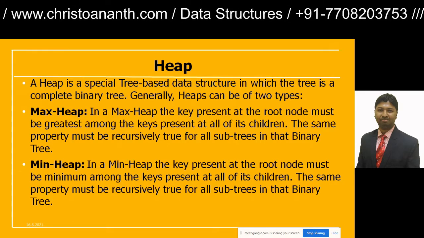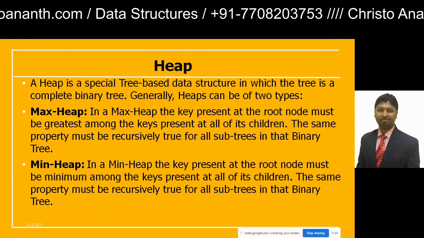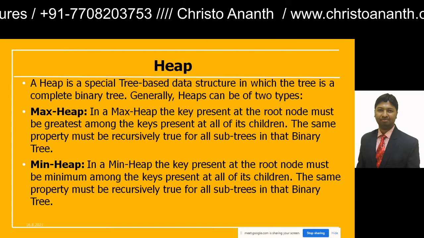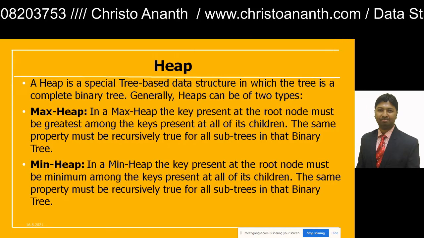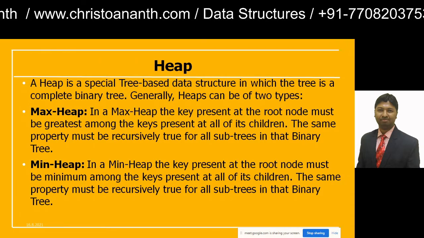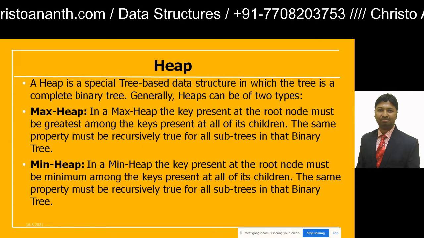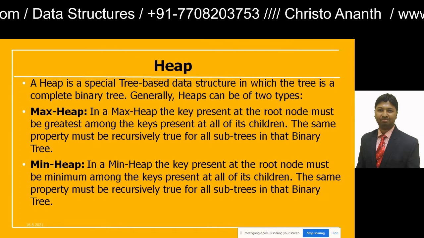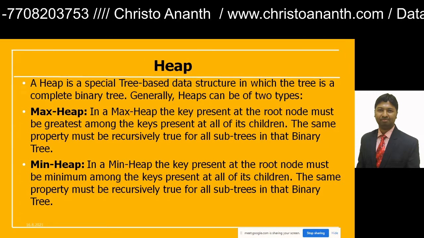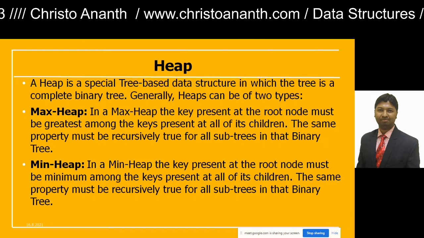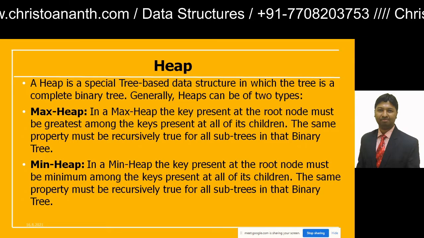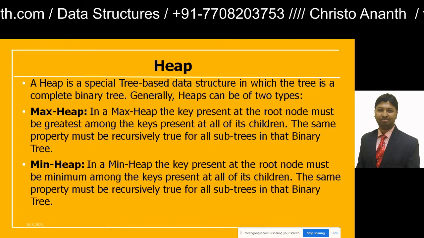Here the key which is present at the root node must be the greatest, and the same property should be true for all the subtrees. This is similar to a parent-child relationship, so if the parent has a certain value, the child would have at most that value. That is the maximum heap. And then the minimum heap is where the key present at the root node must be the minimum among the keys present at all of its children, which means the same property has to be true for all the subtrees in the binary tree.